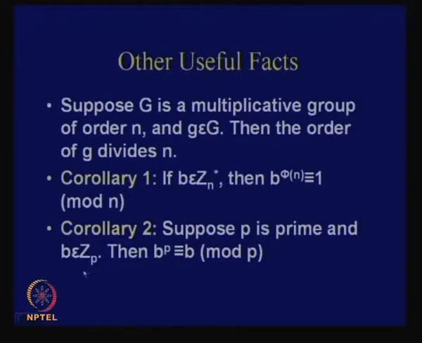Therefore, what we need to show is only that when b belongs to Zp star, the previous result holds. So b to the power of phi(p) means b to the power of p minus 1, and in that case also this holds. Therefore, this holds for b belongs to Zp. That is why it is written like this: b to the power of p equals b mod p. But if I had written b to the power of p minus 1 equal to 1, then b would have belonged to Zp star.